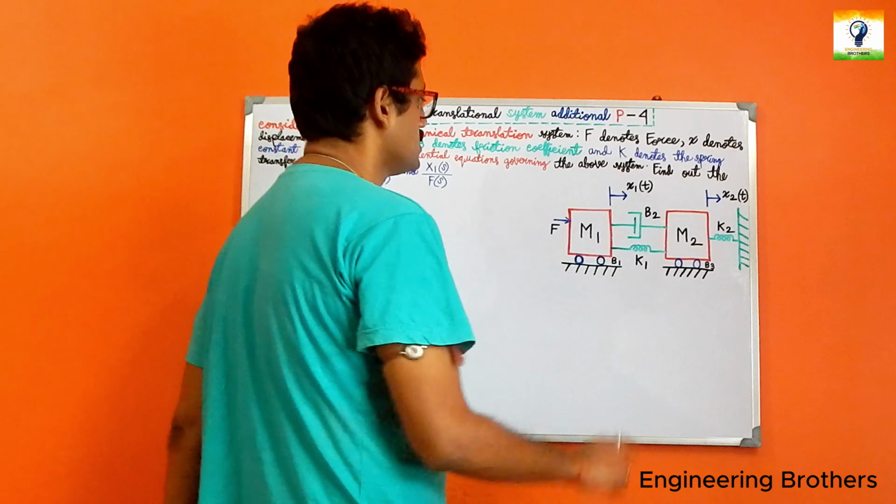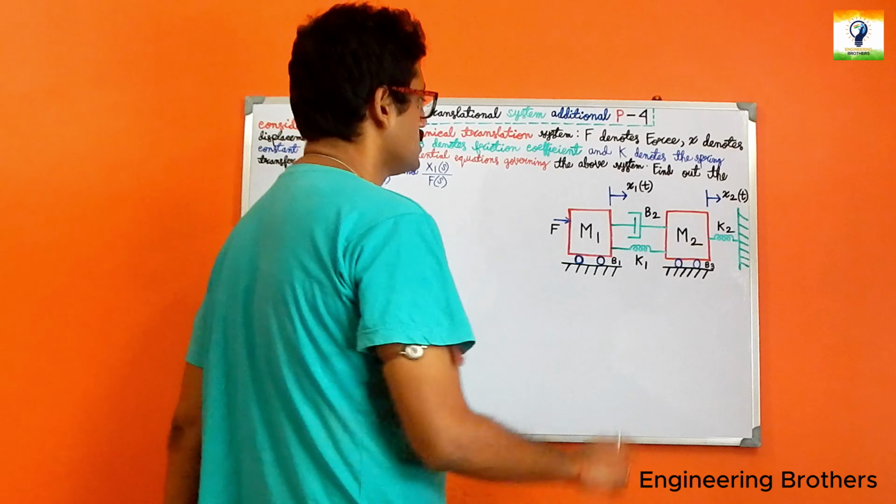The Laplace transformed way is to apply the Laplace transform on the D'Alembert principle differential governing equations. After we apply the Laplace transform, we then need to configure our much needed transfer function. So the first step will be x2s by fs. That is the much needed steps that we need to follow here.